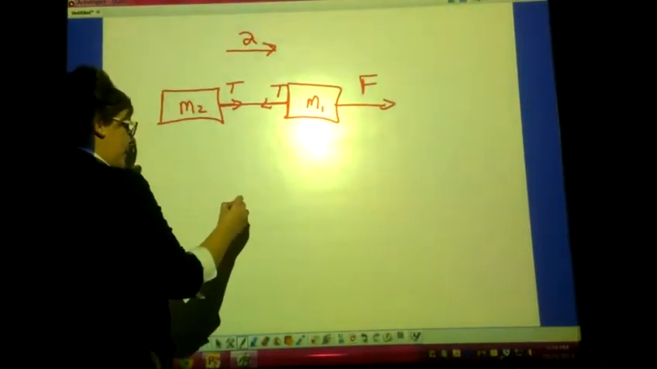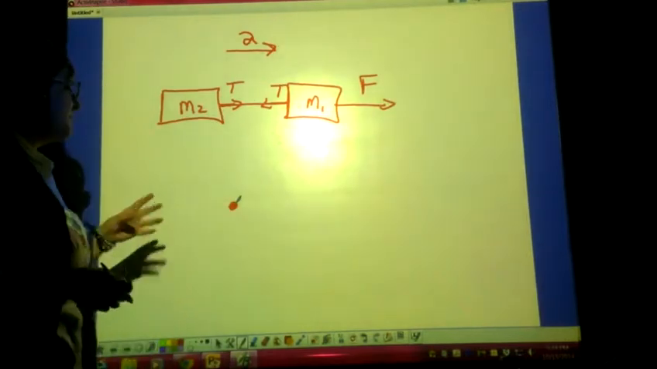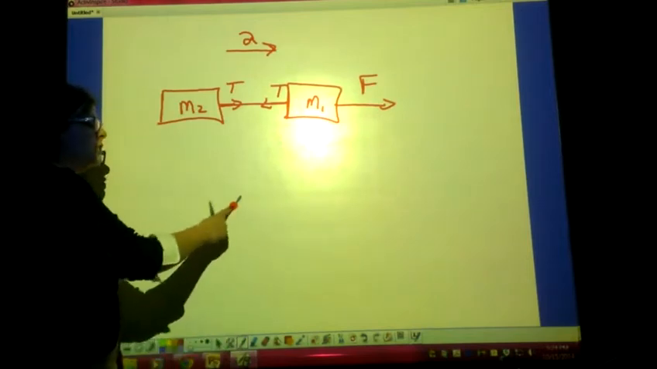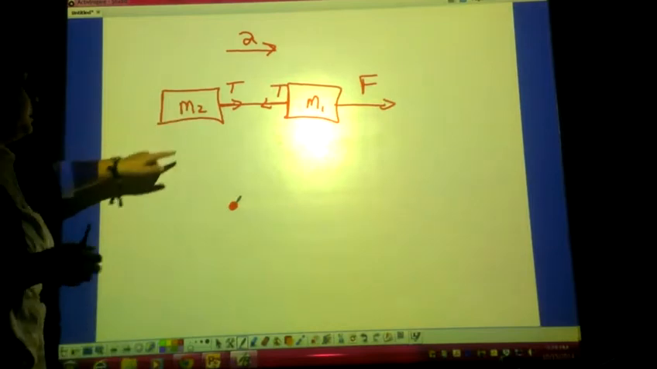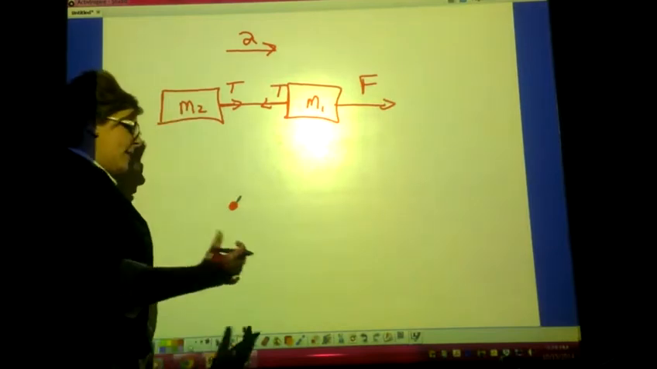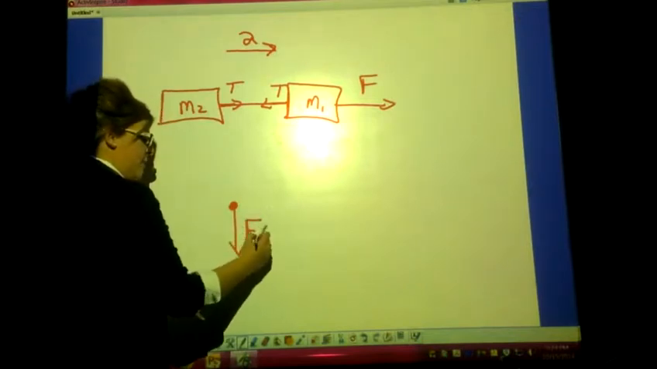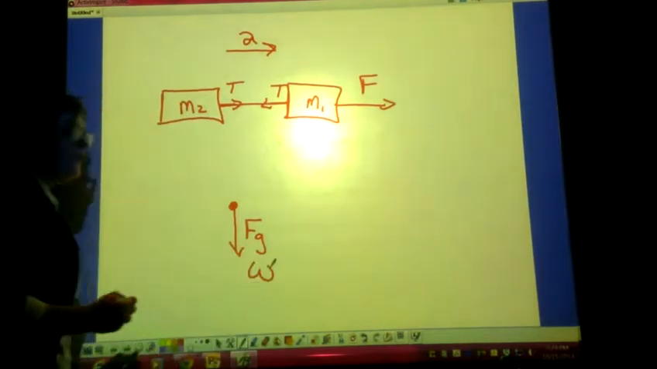When you draw a free body diagram, we're going to represent the object as a particle, okay? So instead of actually drawing the object, it's just much easier. And then all of the forces are going to originate from this particle. So I know that mass number 2 has a weight force. It has to have weight, and weight force is directed down. So I'm going to call that F sub G. Or you could call it W for the weight force.